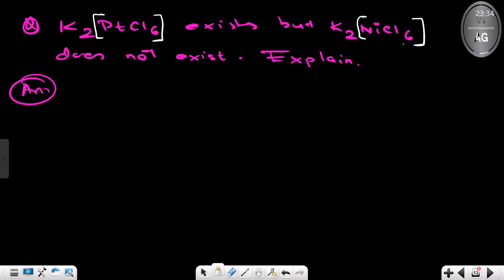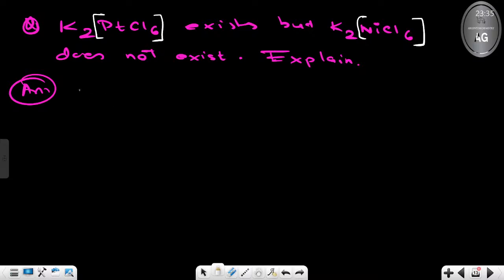Did you get an answer? I think you did not. Alright, let us understand that. This is due to thermodynamic stability. This is due to thermodynamic stability of nickel ion and platinum ion, both the Ni4+ ion and the Pt4+ ion. This is thermodynamic stability.